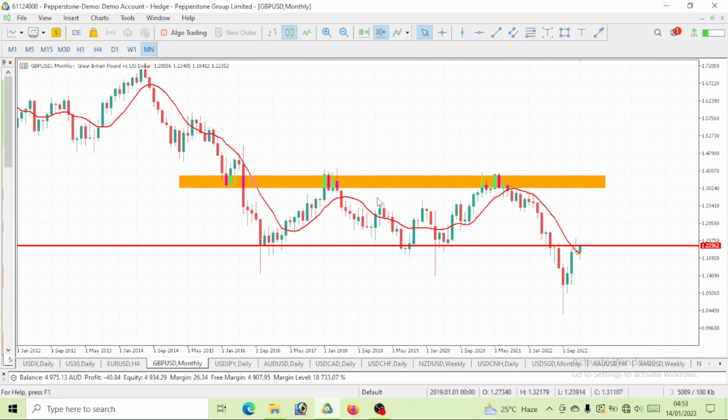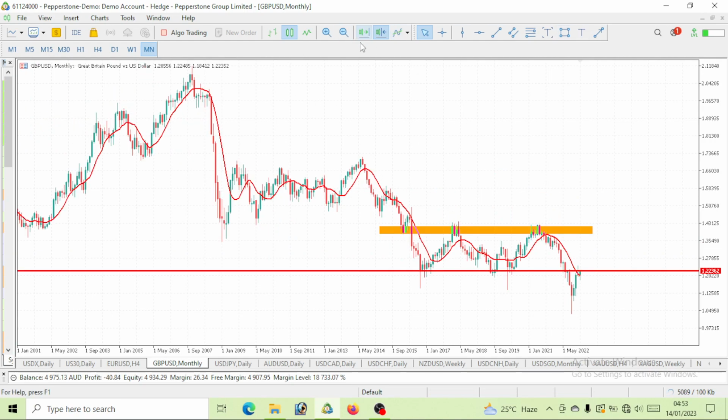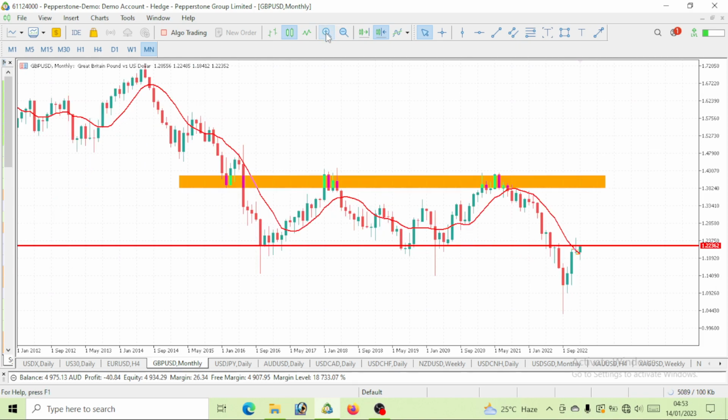So let's take a look at GBP USD for this week. In order to predict and understand this movement, I want us to start from the higher time frame and analyze it down to the lower time frame. Starting with the monthly time frame, we want to know the trend. To be able to trade, there's one question you should ask yourself: what is the trend at this moment?